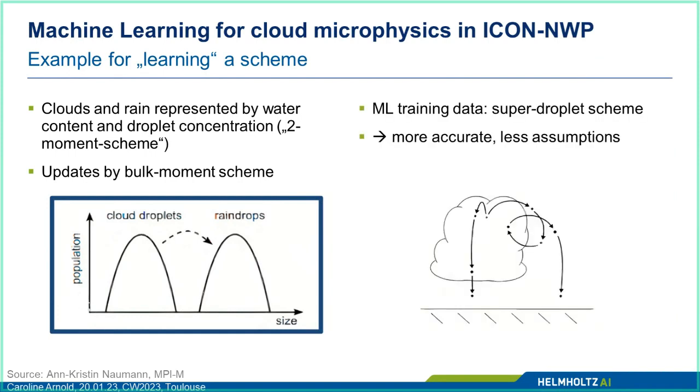Our collaborators have obtained training data that simulate actual super droplets inside of a cloud. So think of a big box of particles, rain and cloud particles, that provides a more accurate, physically more accurate description of what is actually happening inside of a cloud. They then train a machine learning model that can emulate the super droplet scheme later in ICON. And for compatibility with ICON, the machine learning model receives and returns the two moments that the ICON NWP expects.